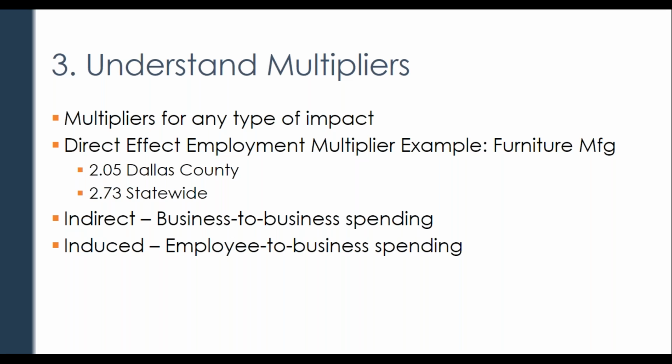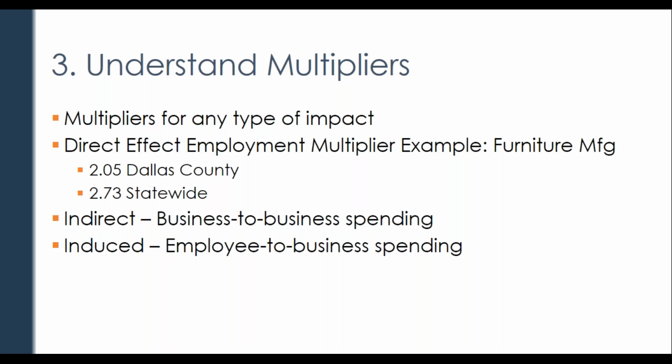Now, what we're talking about here is a direct effect employment multiplier for Dallas County. This is telling us that for every 1 direct job created by this furniture manufacturer, there will be 2.05 total jobs created in Dallas County. That means there's the 1 direct job, as well as 1.05 spin-off jobs, for a total of 2.05 in Dallas County. The statewide multiplier is about 0.7 larger than the Dallas County multiplier. What that's telling us is that for every 1 direct job created in the state by this furniture manufacturer, there'd be 2.7 jobs created statewide.